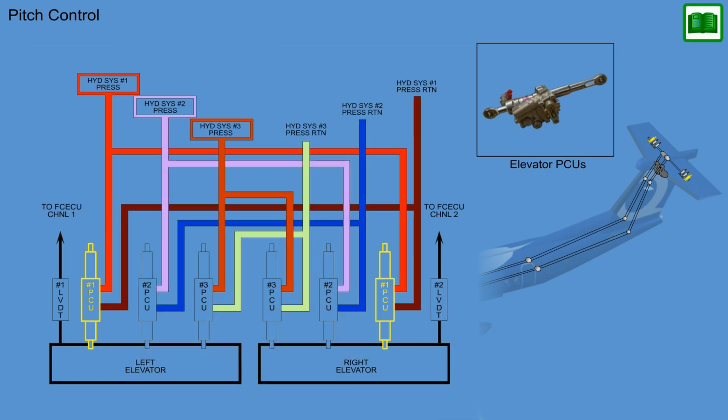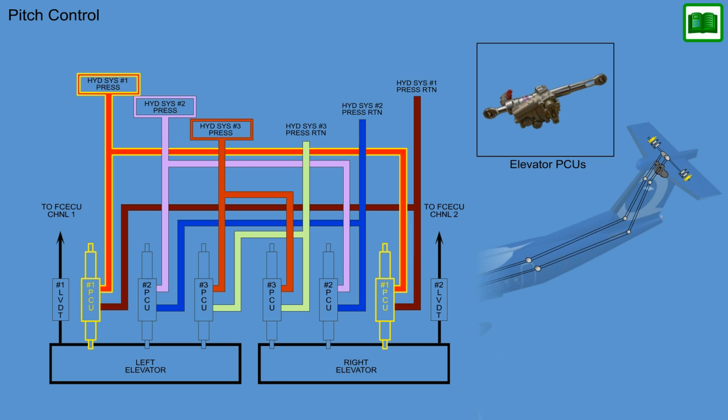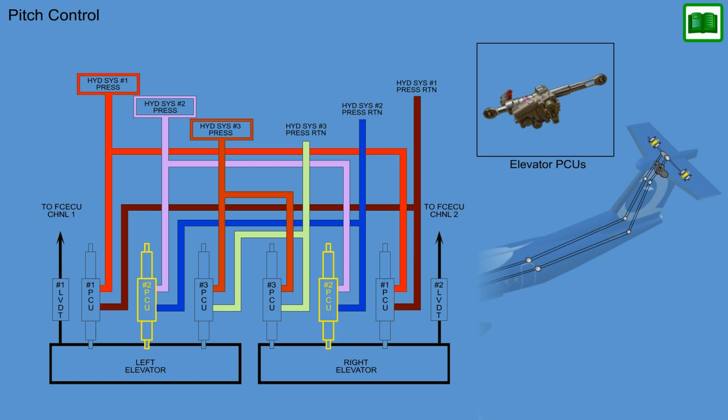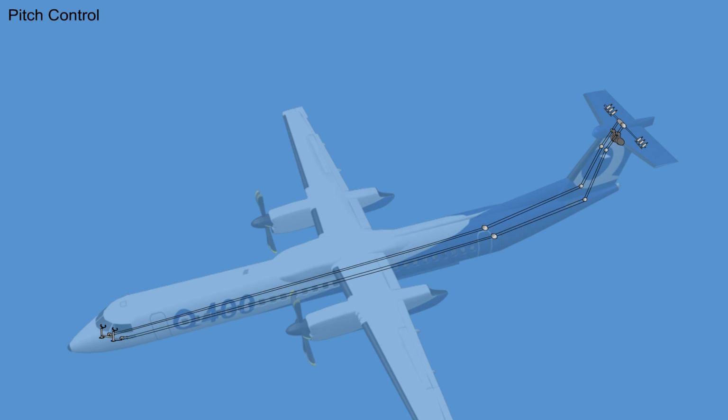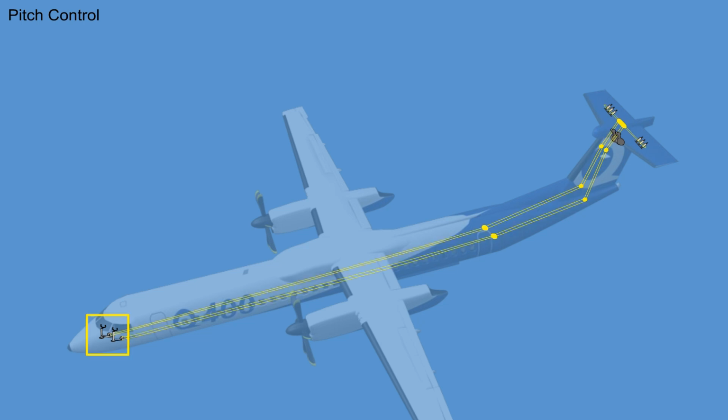The left and right outboard power control units are supplied by the number 1 hydraulic system. The left and right center power control units are supplied from the number 2 hydraulic system, and the left and right inboard standby power control units, when required, from the standby number 3 hydraulic system. Pitch commands from the control columns are transferred to the elevator power control units, which move the elevator surfaces.